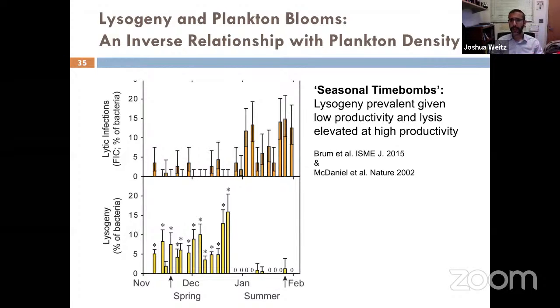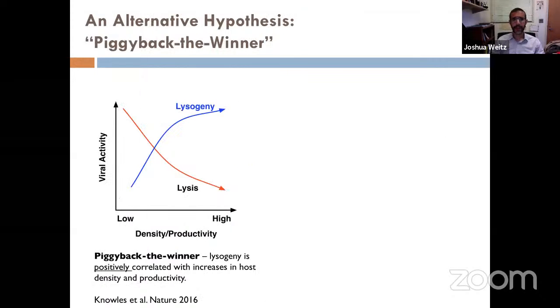And this became certainly a dogma for many years until a few years ago when an alternative hypothesis was introduced, and that is called piggyback the winner, which is literally the opposite of what I just described to you. And this is that lysogeny should be positively correlated with increases in host density and productivity. In other words, as there are more bacteria and things get more productive, there should be more lysogeny and less lysis, and the opposite, which is, again, the opposite of the phage lambda story and the Stewart and Levin hypothesis. When there are fewer cells and less productive environments, there should be more lysis.